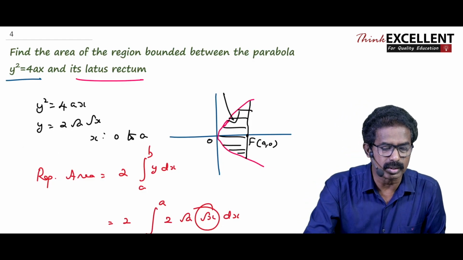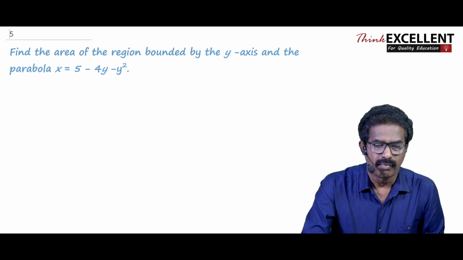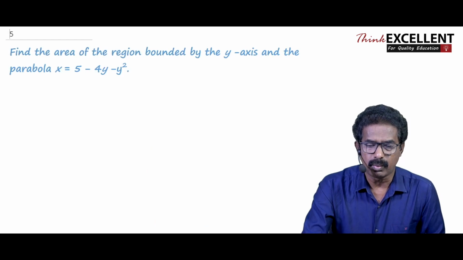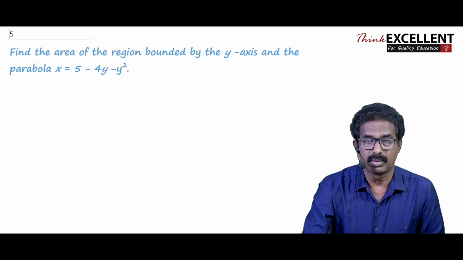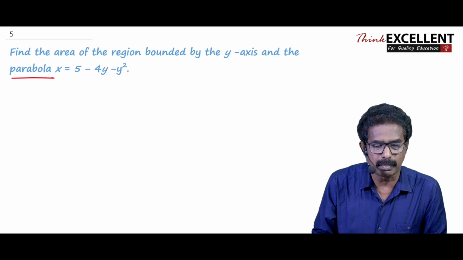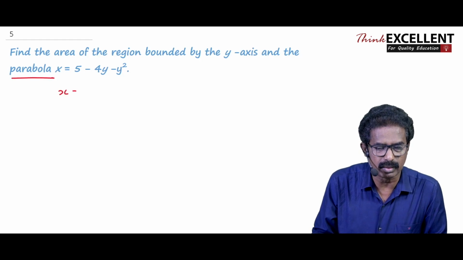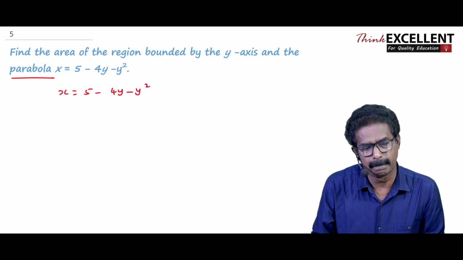Now let's move on to question number 5. Find the area of the region bounded by the y-axis. Until now it was the x-axis. Now it is the y-axis and the parabola. They have already given that it is a parabola. But see the equation: x is equal to 5 minus 4y minus y square.